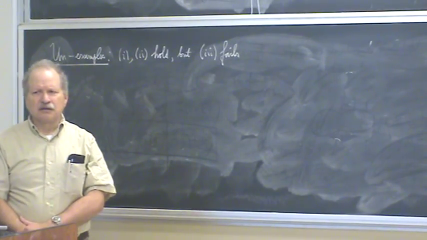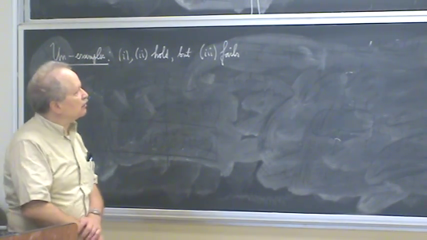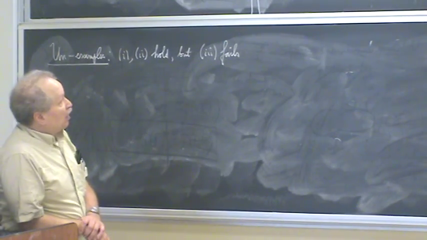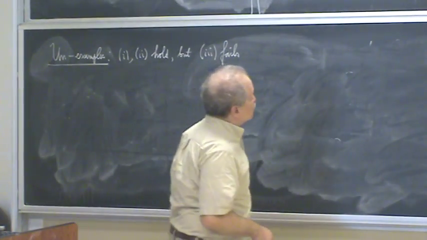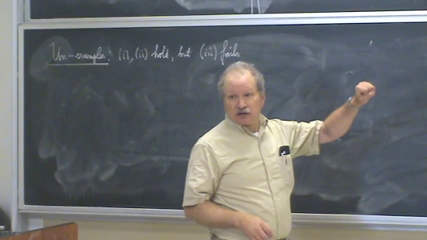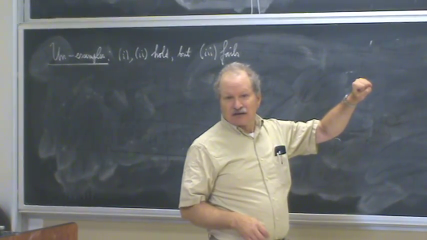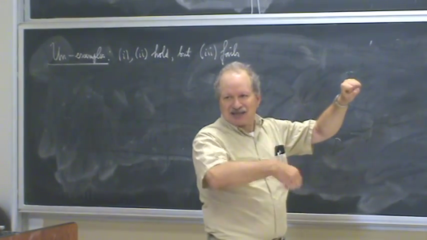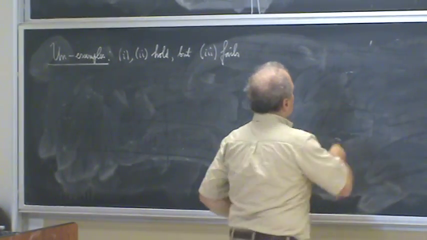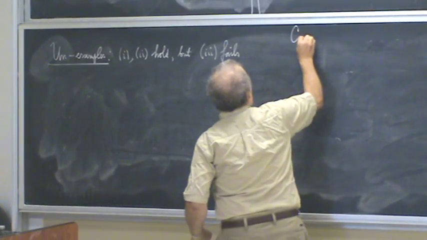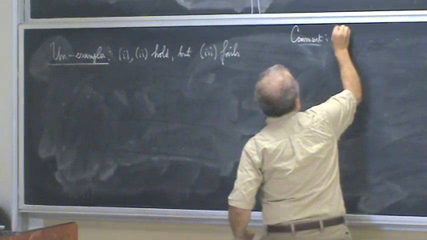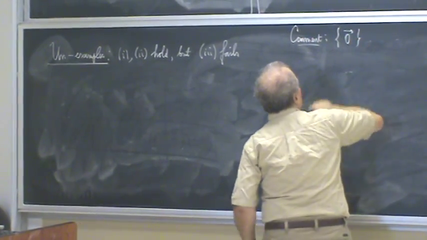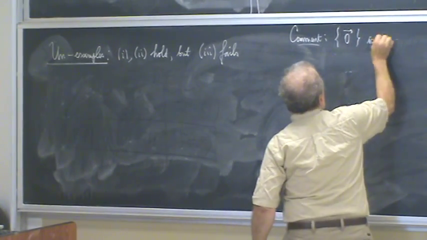If all you have is the 0 vector. That works. Actually, I should have commented, if you just take the 0 vector alone, is that a subspace? Yeah. You can stretch 0 and it stays 0. You can add 0 to itself, it stays 0. So there is a comment here: the 0 vector forming a set is always a subspace.